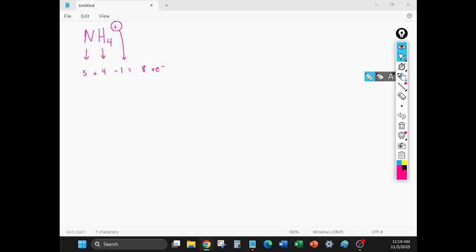All right. The next thing that we're going to do is we're going to arrange our elements. So if you take a look at this, which element's going to go in the middle? N. So we're going to put N in the middle, and we're going to put the H's around it.